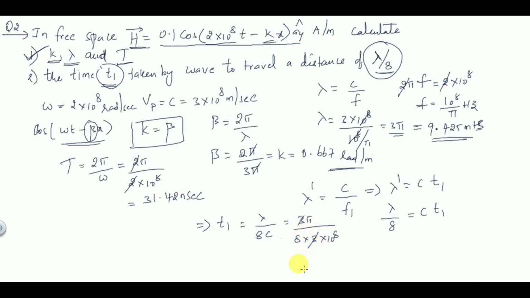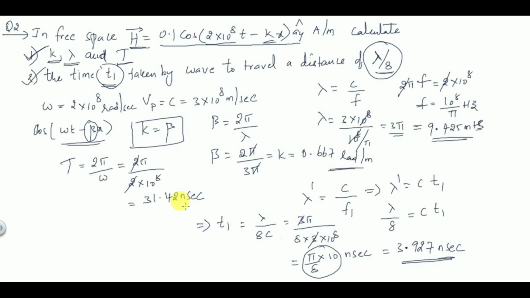So if you solve this, pi by 8 into 10 to the power of 8, in nanoseconds, it will be pi by 8 into 10 nanoseconds. If you find this value, you'll get 3.927 nanoseconds. Okay, so this is how we can solve the problem. The second question is also completed.